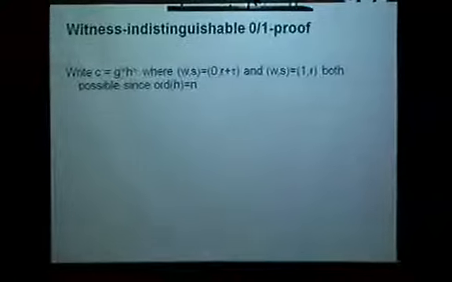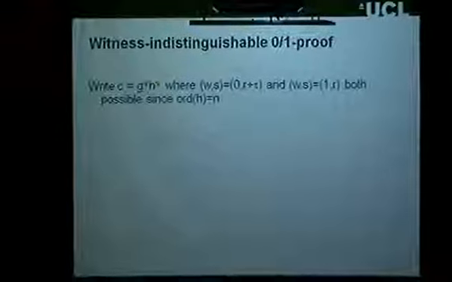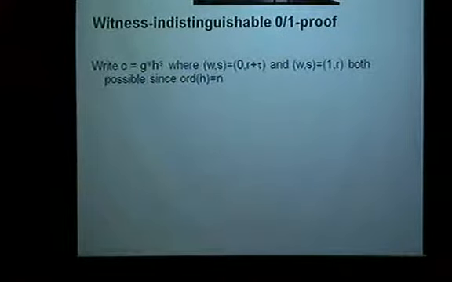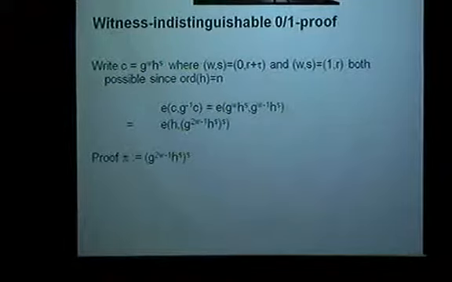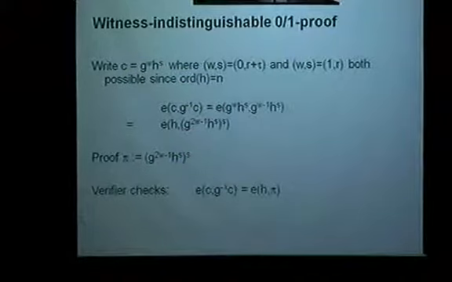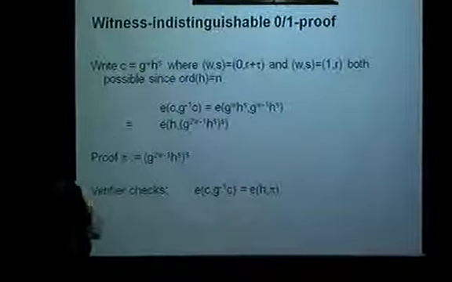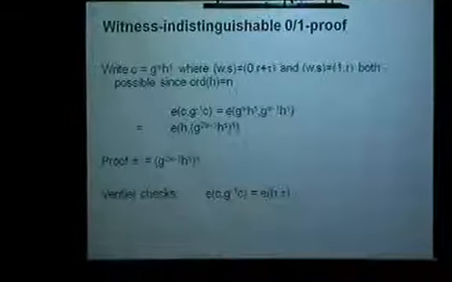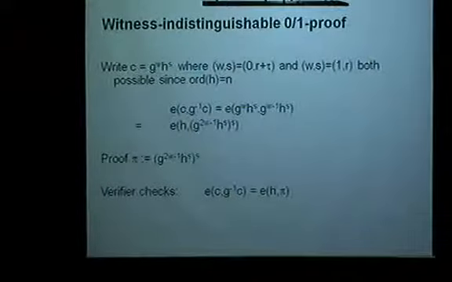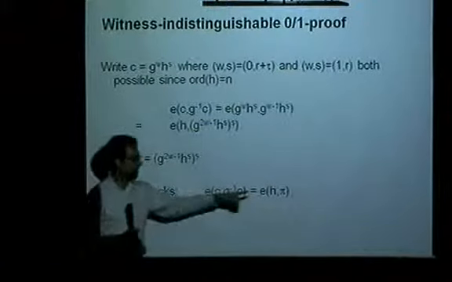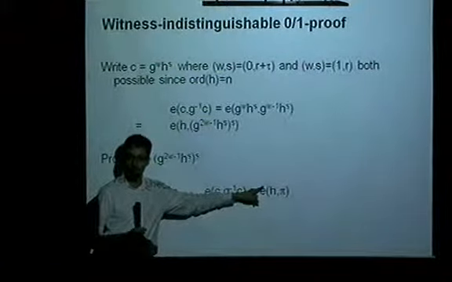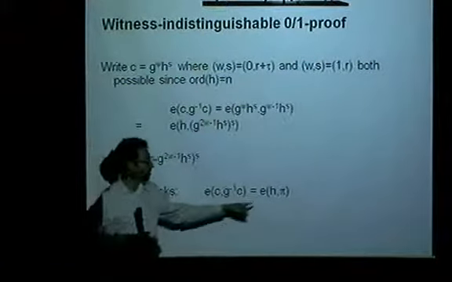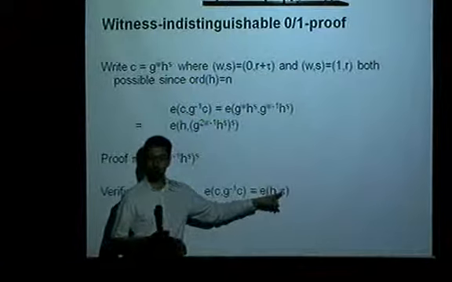Okay? So we can write the commitment as G to the W, H to the S, where W can be of either of the forms, either 0 or 1. Okay? And doing some computations, we see that we can reveal this proof. And what the verifier will check is that this relation here holds. And actually at this stage, I can argue directly that it's witness indistinguishable. And the reason is that H has order N in the simulation, okay, which means that there's one unique possible proof that will satisfy this equation.